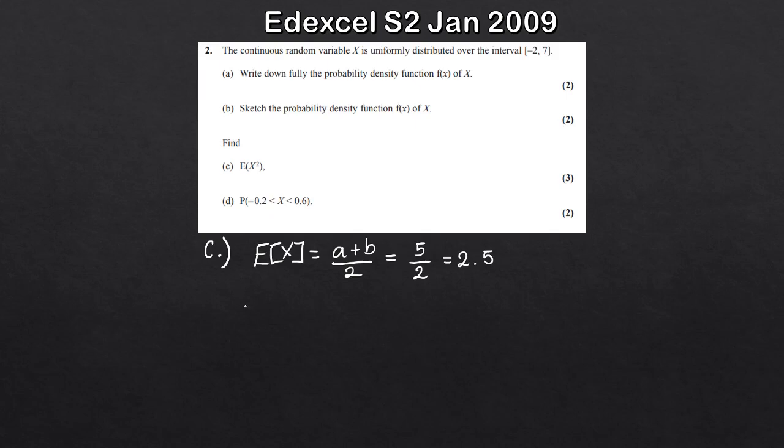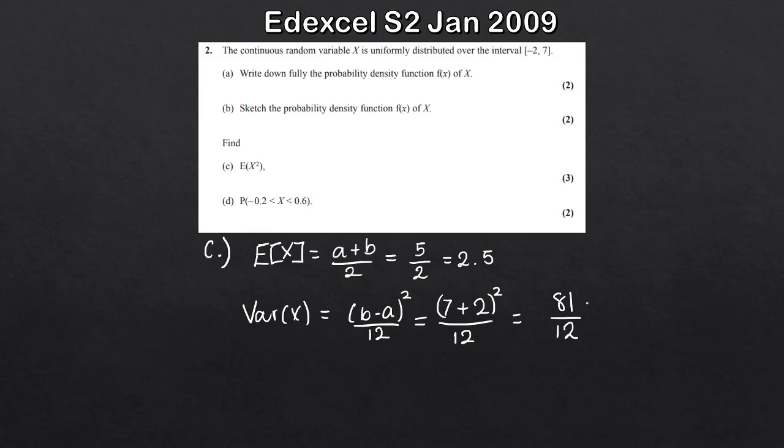The variance of x, again just use your formula book. B minus a all squared, divided by 12. So this would obviously be 7 plus 2, because 7 minus minus 2. And then we divide that by 12. We just need to square this. So this would be 9 squared, so that's 81 over 12. Which, if you put that into your calculator, gives you 6.75.